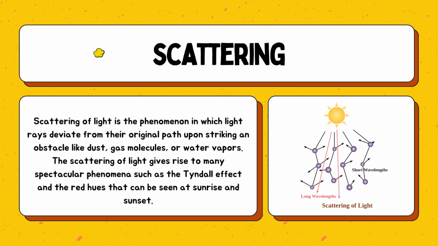Scattering. Scattering of light is the phenomenon in which light rays deviate from their original path upon striking an obstacle like dust, gas molecules, or water vapors. The scattering of light gives rise to many spectacular phenomena, such as the Tyndall effect, and the red hues that can be seen at sunrise and sunset.